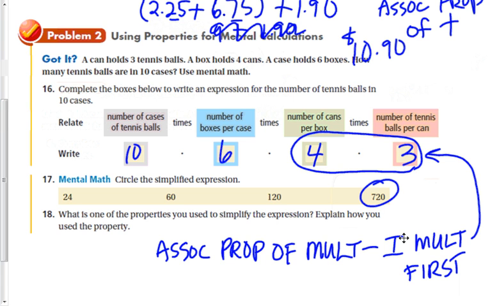So actually, I multiplied 4 times 3 first. Then I multiplied by 6. 4 times 3 is easy, that's 12. 12 times 6, I can do in my head, that's 72. And then do the 10 last because multiplying by 10 just adds a 0 on to the end of the answer. So it works out pretty good that way.